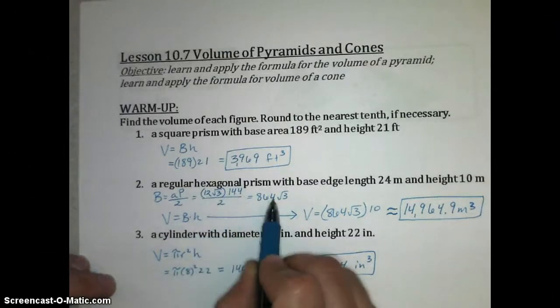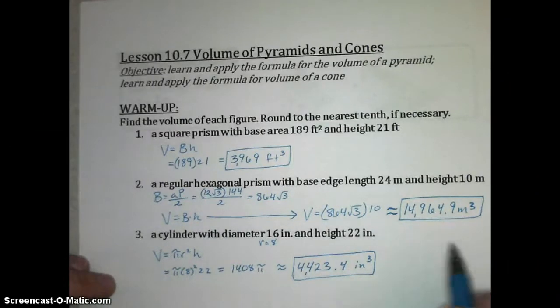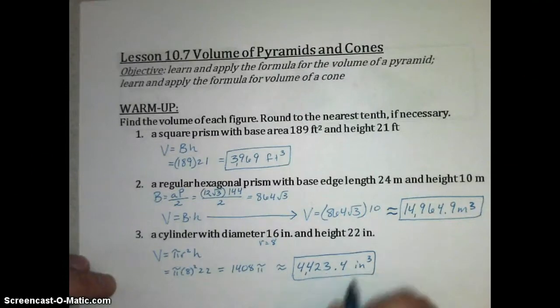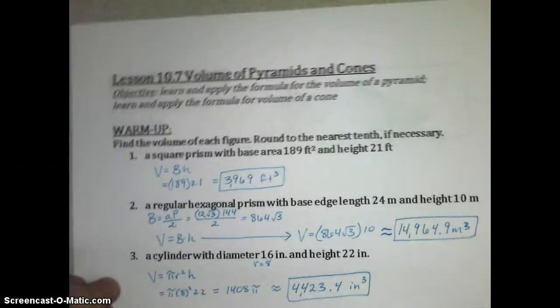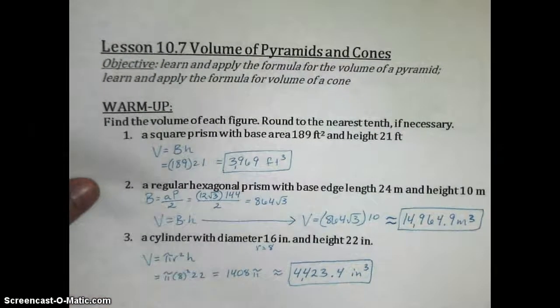So our base area times our height gives us a total of about 14,964.9 cubic meters. And for our cylinder, when we plug in our radius of 8 and our height of 22, we get about 4,423.4 cubic inches. All right, let's take a look at the lesson as it pertains to pyramids and cones specifically.